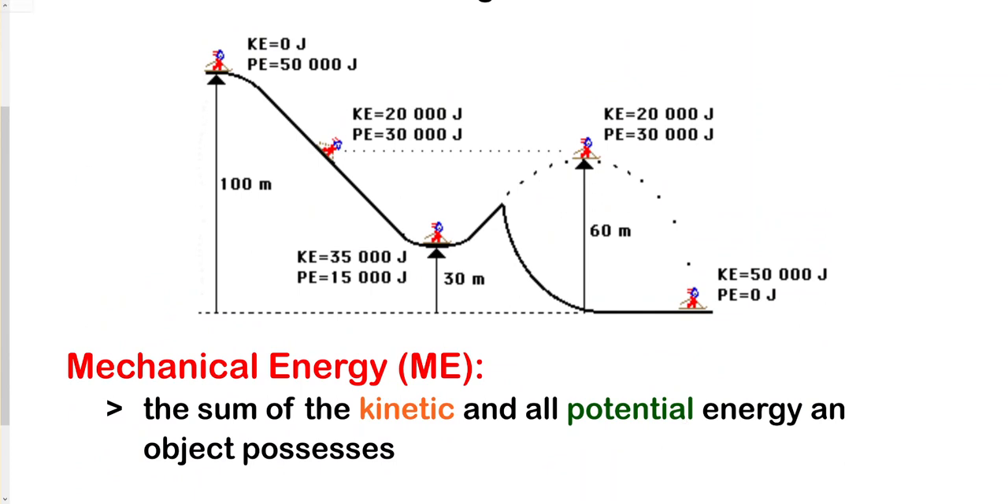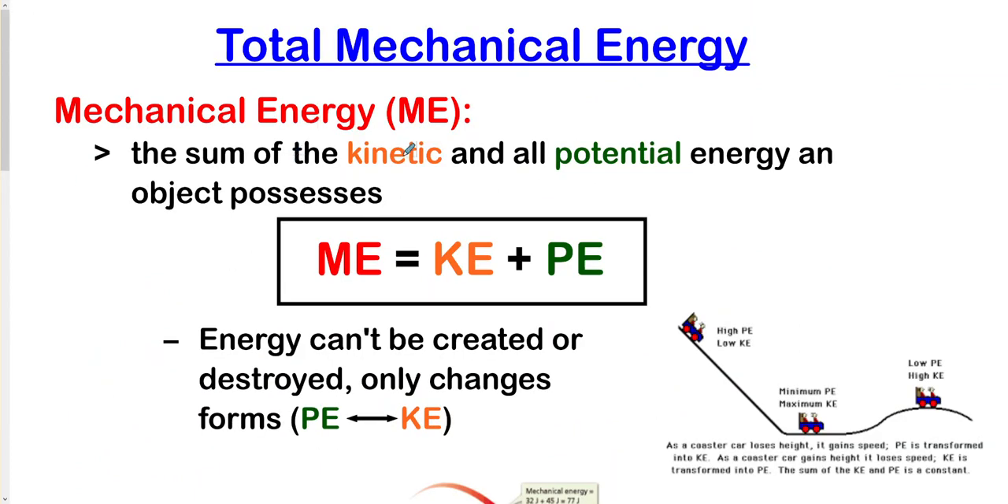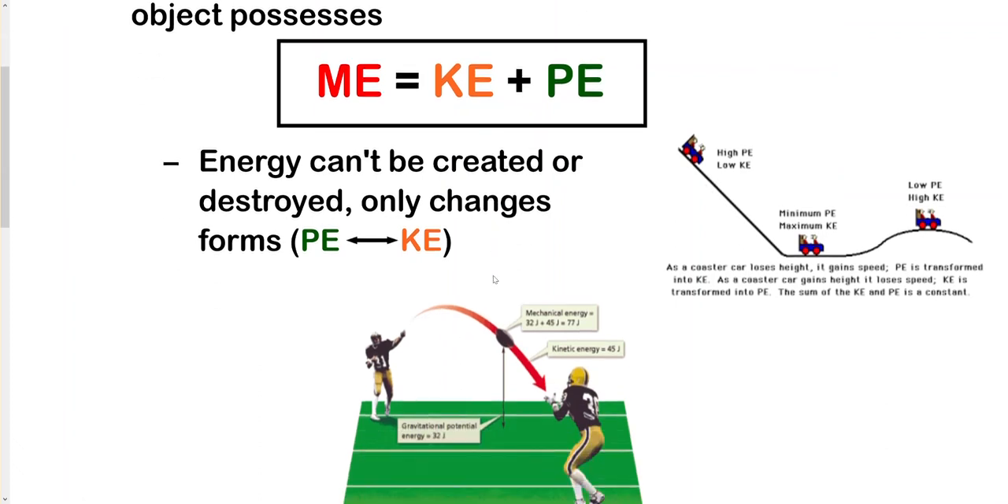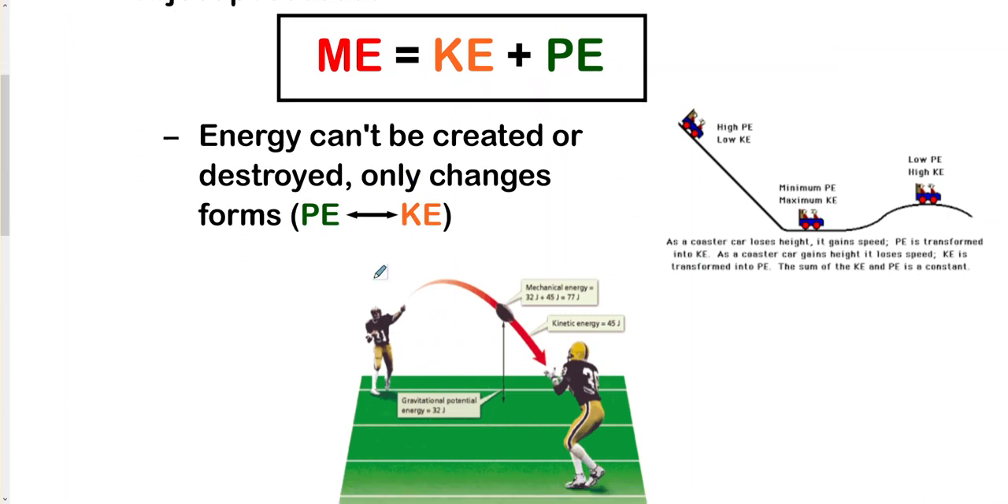To talk a little bit about mechanical energy mathematically, if the definition is that it's the sum of kinetic and potential energy, we could write that as mechanical energy is equal to kinetic energy plus potential energy. And we know from your previous science classes that energy can't be created or destroyed. It only changes forms. And so this is a perfect example of that. Potential energy can transfer to kinetic energy and vice versa.